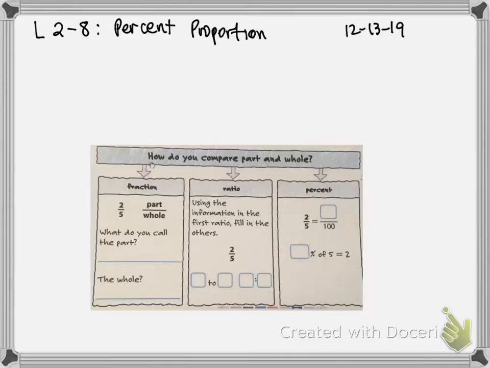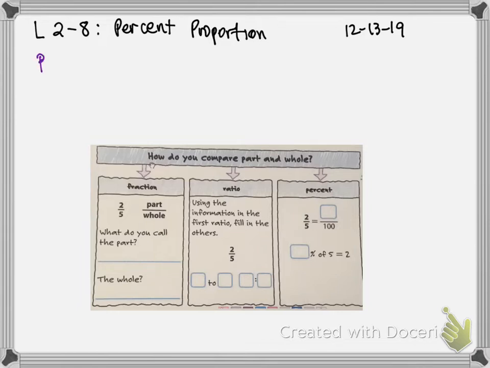Hey guys, today we're going to talk about percent proportion. We were talking about percent of a number, so this is similar, but it turns into an equation, and our job is to figure out a mystery number. So let's start with some vocabulary.